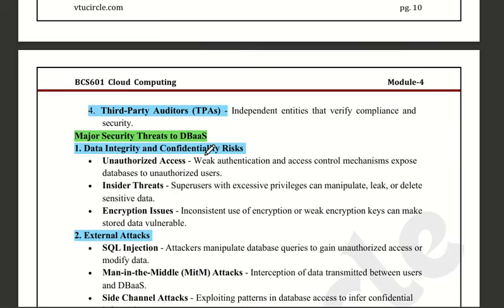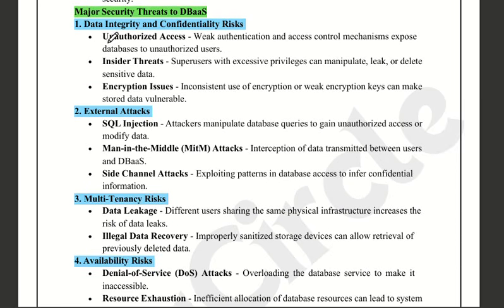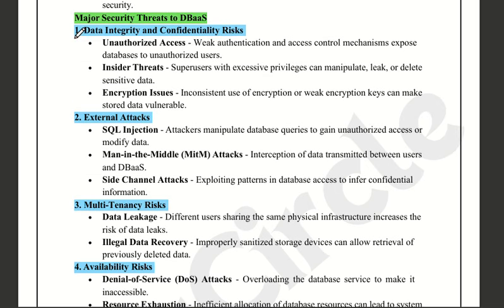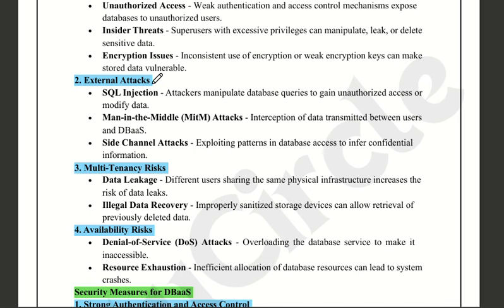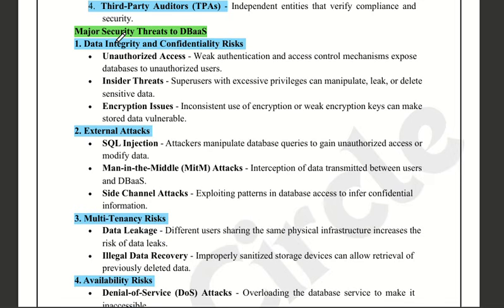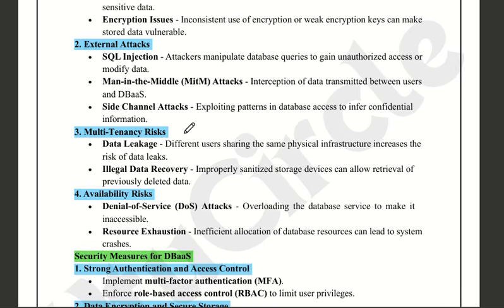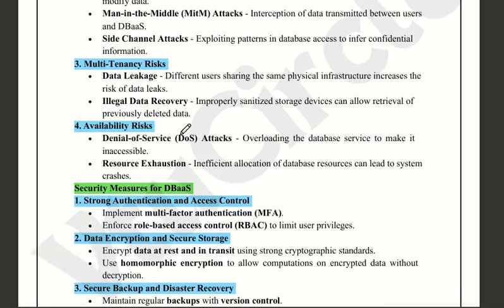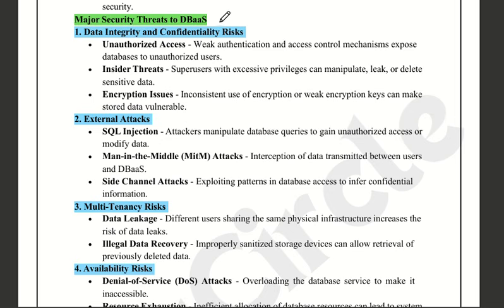Then major security threats to DBaaS, database as a service. There are a few parameters, let's see them one by one. Data integrity and confidentiality risks are there. Then external attacks are also one of the major security threats in DBaaS. The third one is multi-tenancy risk, then availability risk. So all these four points are major threats to DBaaS.